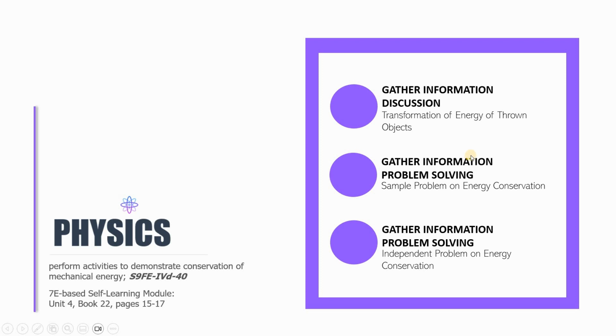In this session, the 36th session of Physics 9, you are capable of discussing energy transformation that happens among thrown objects. You are capable of solving a guided sample problem along with me, second part. And then for the last part, you did it entirely by yourself in an independent problem solving activity. Remember that everything in this session is found in the 7E based self-learning module in Science 9, which I wrote, particularly in unit number 4, book number 22, pages 15 to 17.